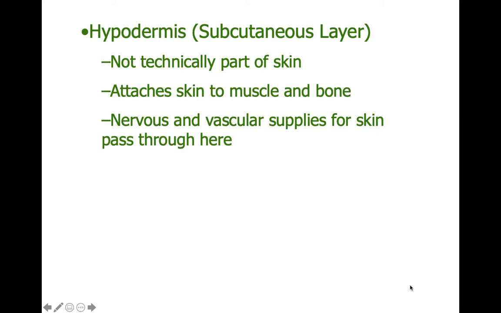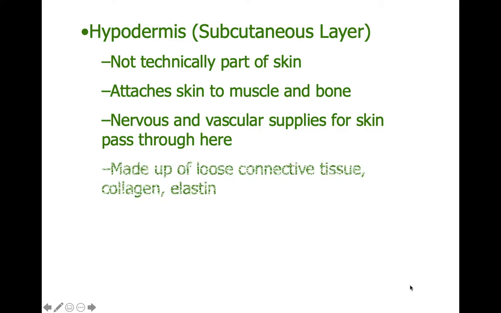The hypodermis is where the nervous and vascular supplies for the skin pass through. It makes sense. Our blood vessels are going to be deep in our body. We need to have the blood vessels reach the nutrients and such from the blood, reach the upper layers. So we're going to have blood vessels pass through the hypodermis to get up to the dermis. It's made up of loose connective tissue, collagen, and elastin.